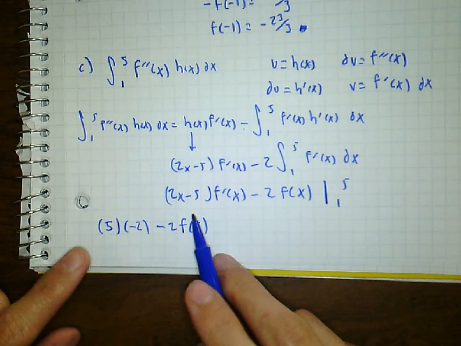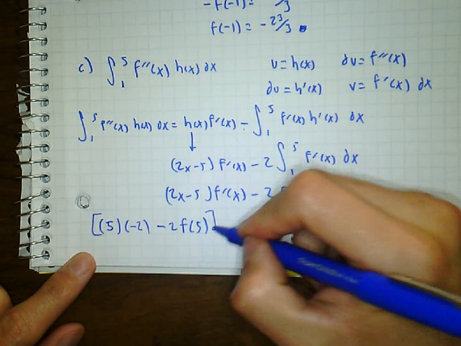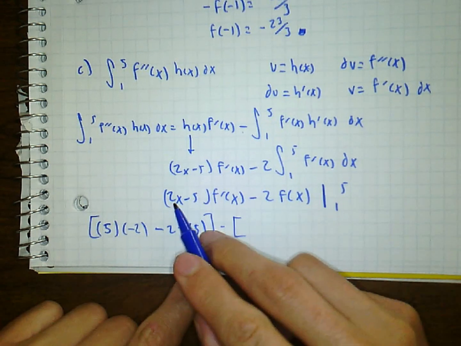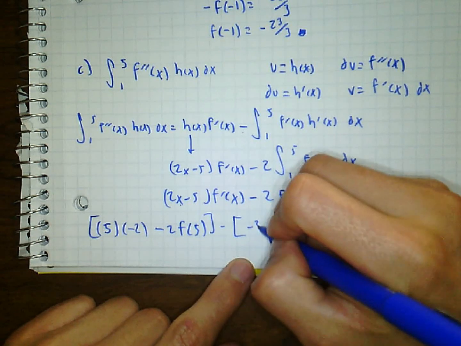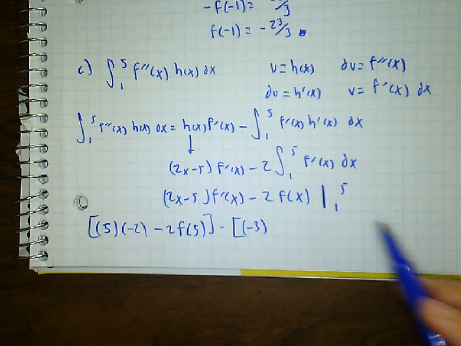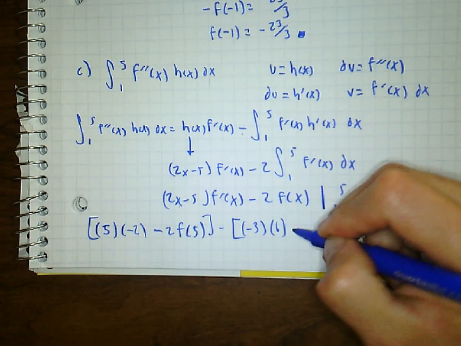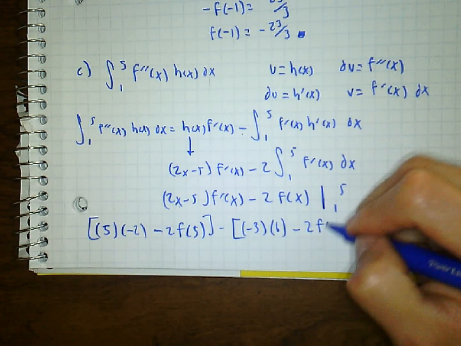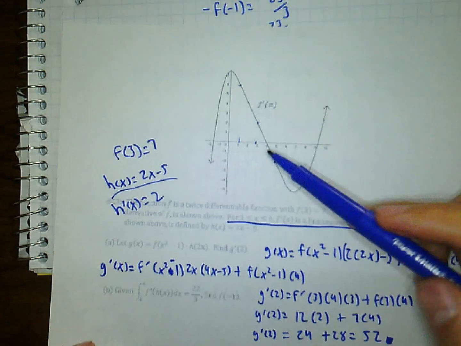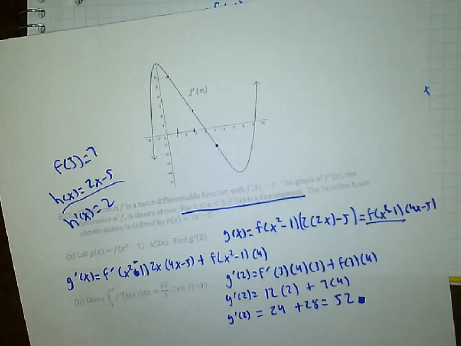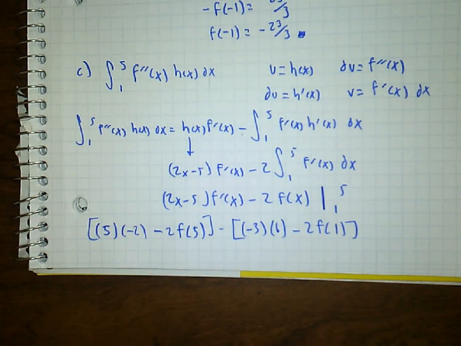Cool? So all of that is going to be minus, and I'm going to plug in 1. So 2 times 1 is 2, minus 5 is going to be a negative 3. f prime of 1, once again I'm going to go to the graph, looks like it's a 6, so that's 6, minus 2 times f of 1, which once again was not given to me. Okay, so we've got a problem.